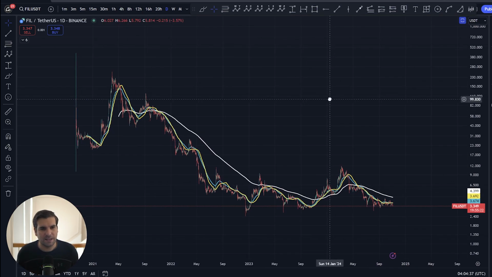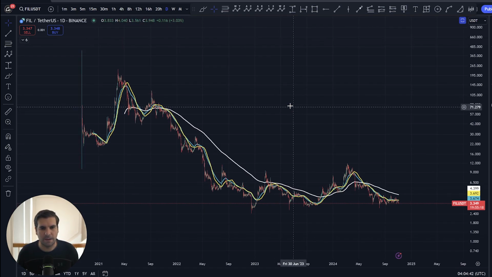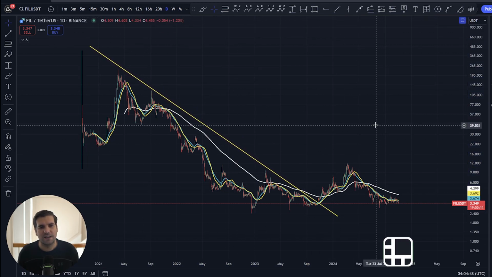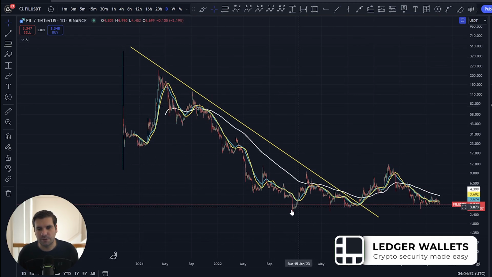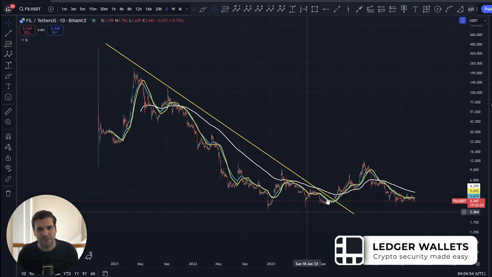So let's go ahead and get on with this price prediction for Filecoin, the FIL token. There's a lot of sentiment around the bearishness that was in here. As you can see, we saw this big move to the downside during 2021, 2022, and so forth. Of course, we did break out above this, and we did actually set some higher highs.